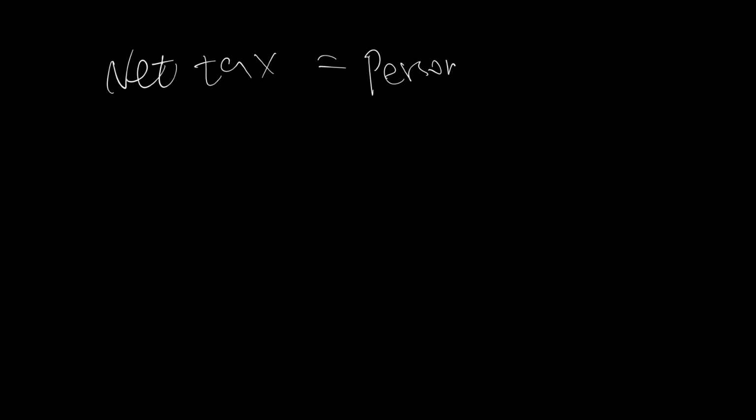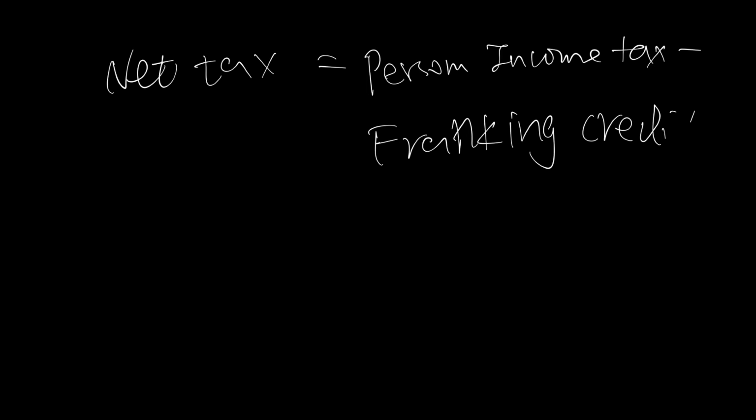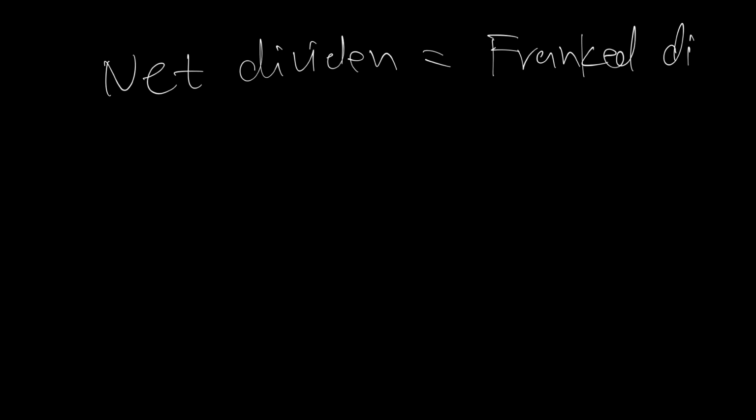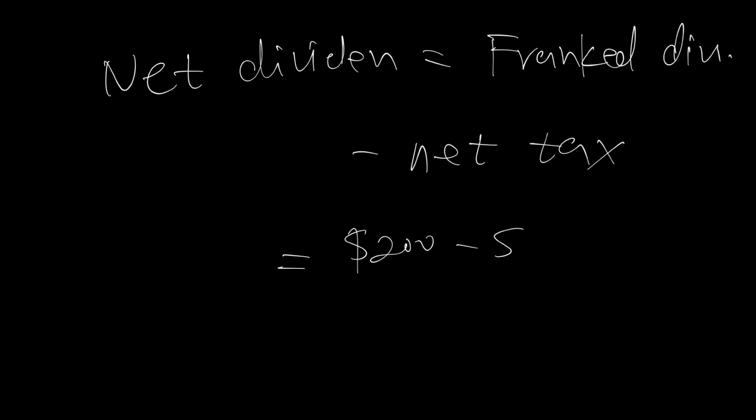So to calculate the net tax, it equals the personal income tax minus the franking credit, because the franking credit is actually what you will get from the company. And this gives us $146.88 minus $112.5, which is $34.38. This is the tax that you need to pay after taking into consideration the franking credit. And finally, your net dividend would be the franked dividend you received from the company minus the net tax you need to pay, which equals 200 minus $34.38, which equals $165.62.